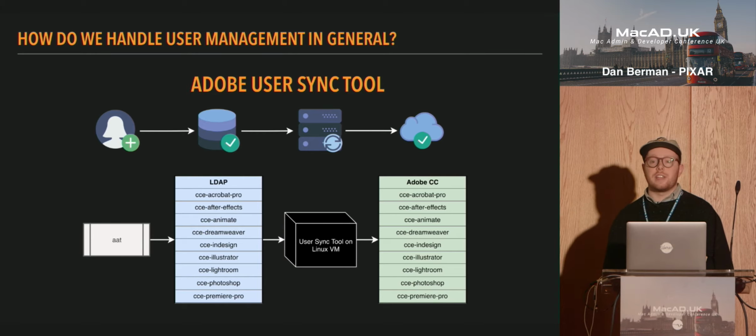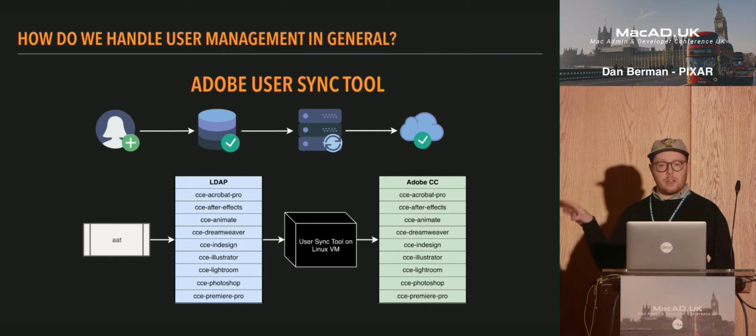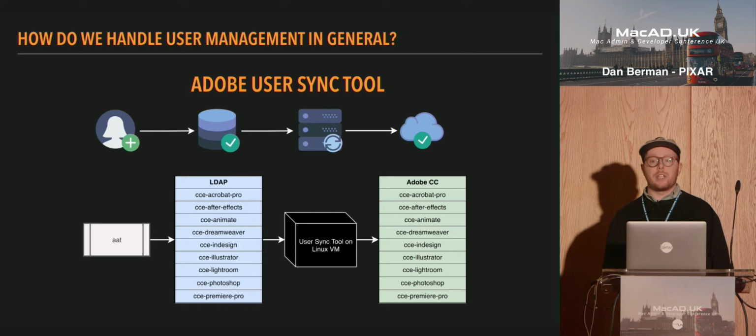For us, it's a Linux VM, but I think it'll run on anything that's running Python 2.7. And AAT is a tool that we use internally that I'll talk a little bit more about later. But basically, it serves as an intermediary between your enterprise directory and Adobe's servers. So we're an LDAP shop.